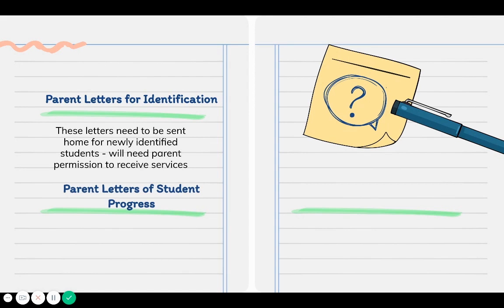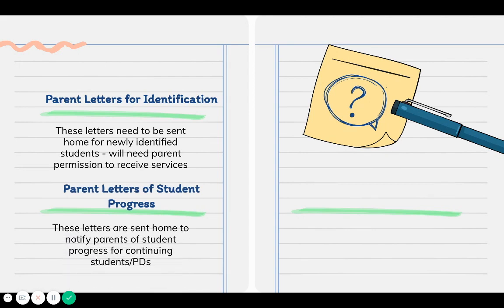Parent letters of student progress. These letters are sent home to notify parents of student progress for continuing students and parent denials.